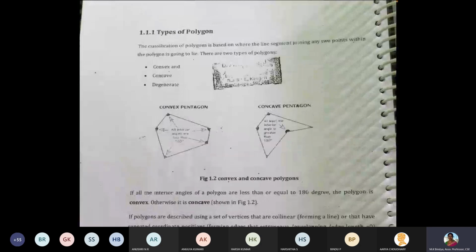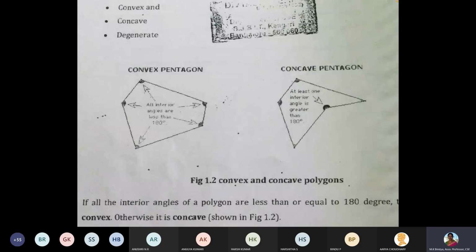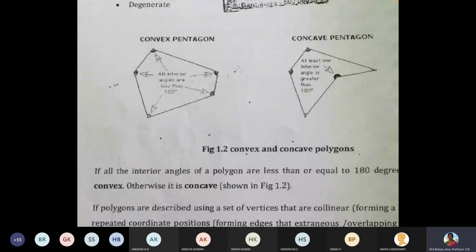So there are two types of polygon. You have to note down along with me. One is convex polygon and another one is concave. See here, this diagram shows the convex and concave polygon. So this is a pentagon. The pentagon means it consists of five vertices here.